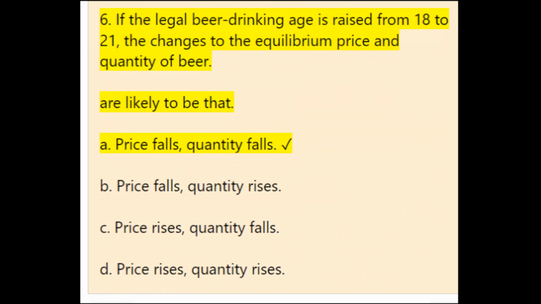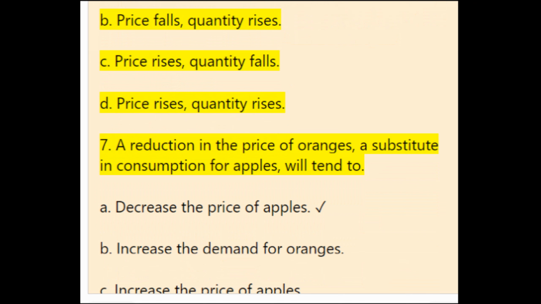6. If the legal beer drinking age is raised from 18 to 21, the changes to the equilibrium price and quantity of beer are likely to be that A. Price falls, quantity falls. B. Price falls, quantity rises. C. Price rises, quantity falls. D. Price rises, quantity rises.